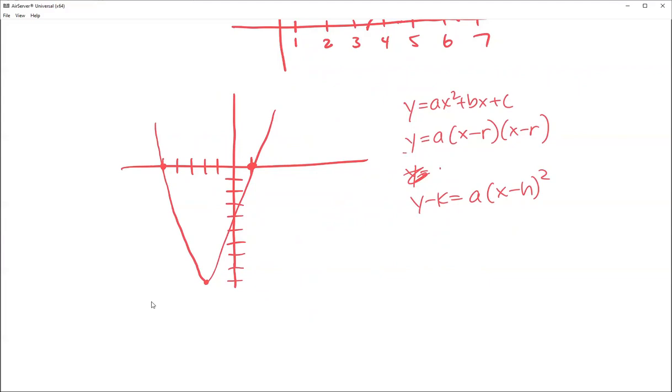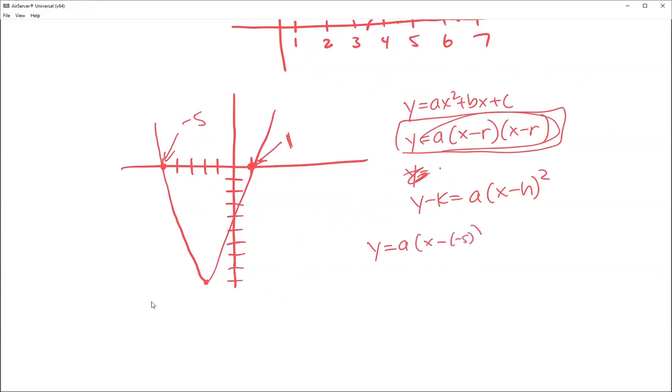So let's look at this one right here. This is probably the easiest one. Why is it the easiest one? Because we already have two of the roots. We have one root right here at 1, and we have another root right here at negative 5. So all you have to do is just plug it into this formula here. y equals a times (x minus negative 5) times (x minus 1). Make sure you put parentheses when you're substituting.